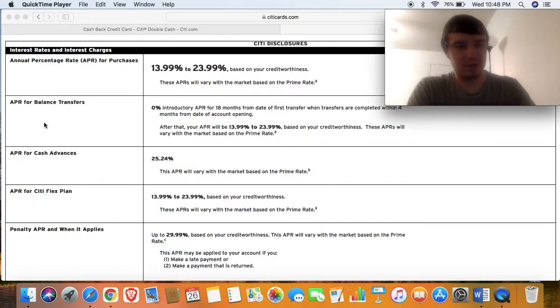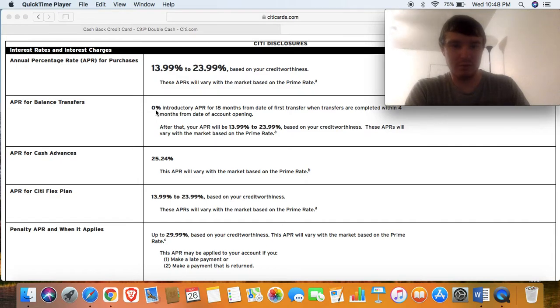The next box right here is the APR for balance transfers. Now, to start off with, what's a balance transfer? A balance transfer, very simply put, is if you got a debt on card A from bank A and you apply for a card from bank B, and what you say to bank B is, I got a balance on card A, can I transfer it to this card B with bank B? And if they say yes, then that process of moving the balance from one card to another is called a balance transfer.